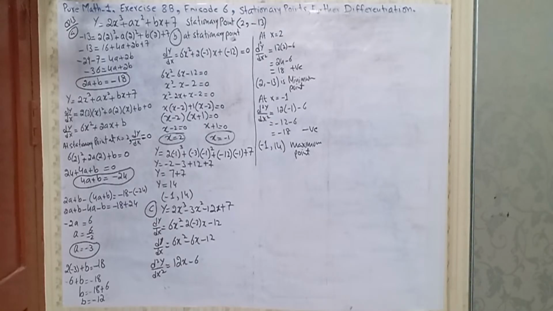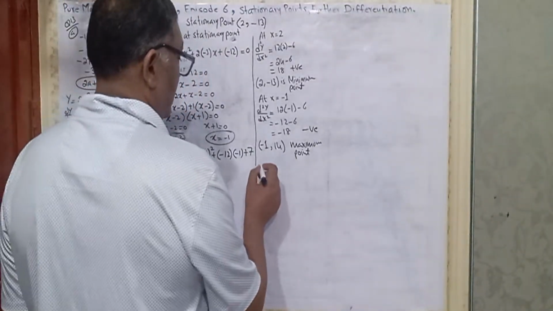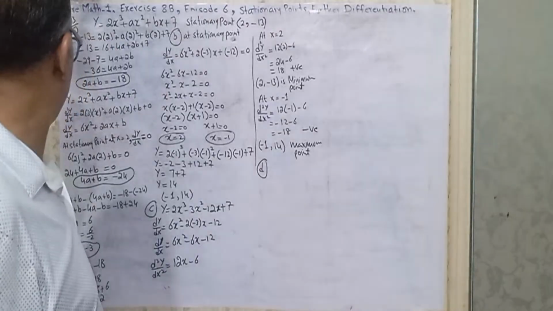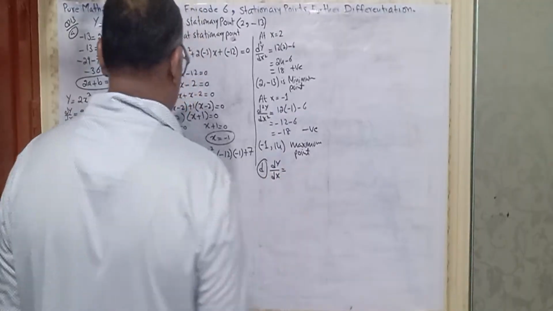Now we will go to the next part, and the next part coming up on your screen says: find the coordinates of the point on the curve where the gradient is minimum, and state the value of the minimum gradient. So where is the gradient minimum? You know, this is the formula. This dy by dx represents the gradient.